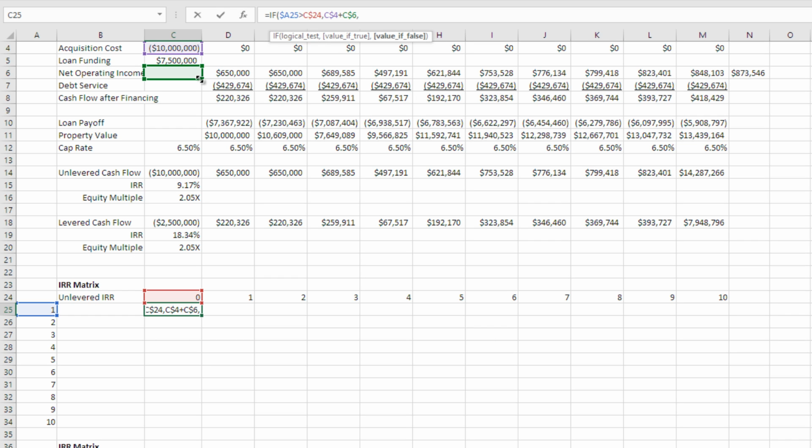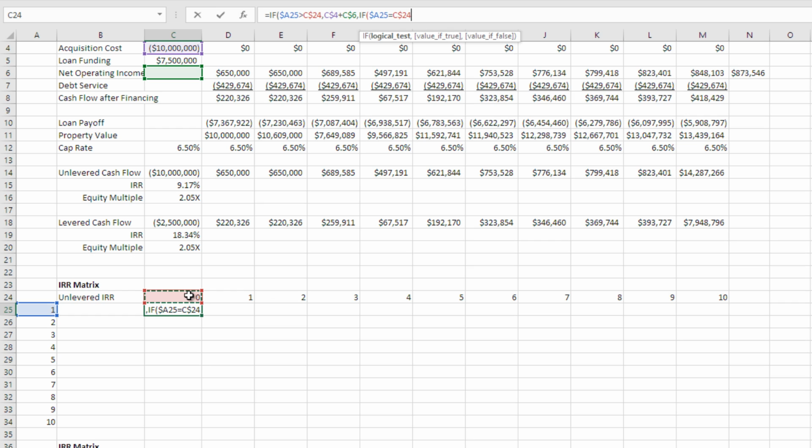So that was an if, that was if our statement was true. If the statement's false, we're going to do another if statement. So this would become a nested if statement. If the scenario year, again locking in the column, equals the year that we're in, the cash flow year we're in, locking in the row.